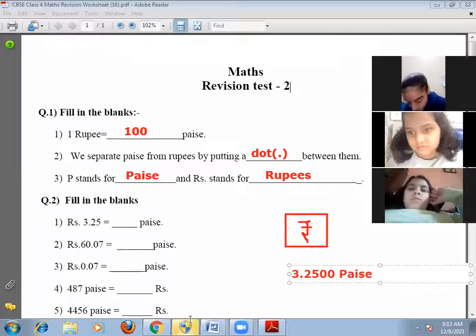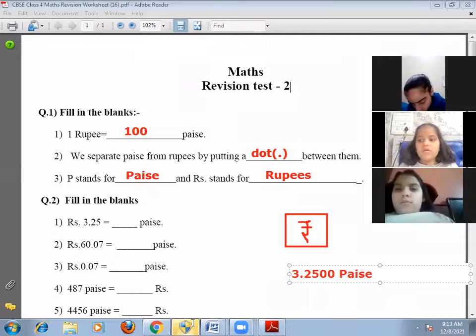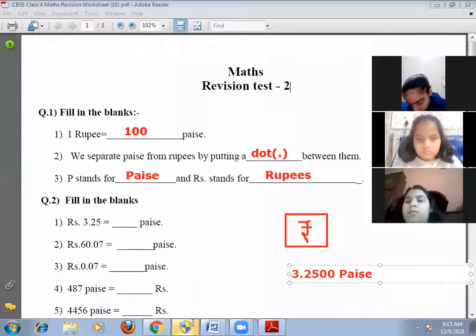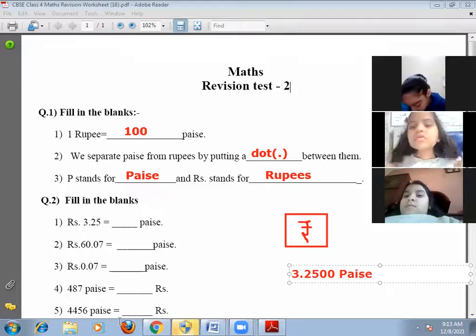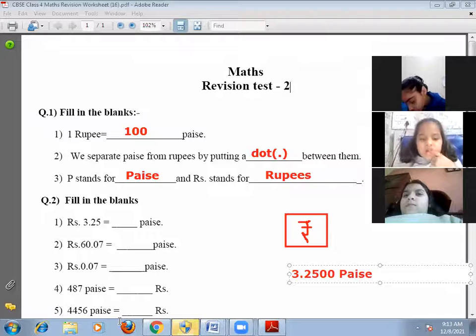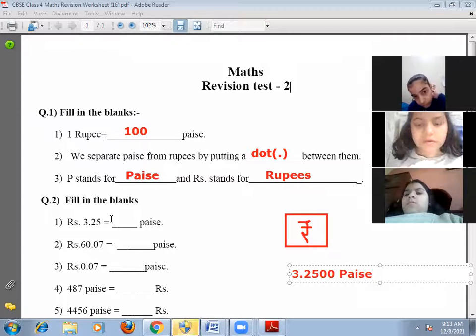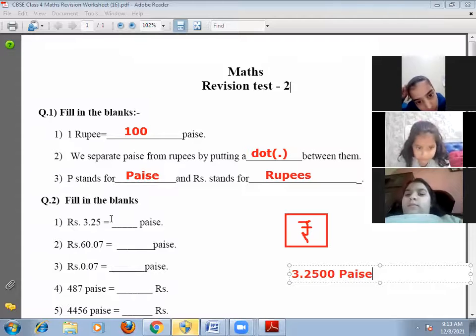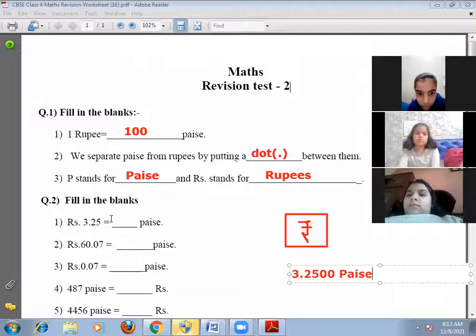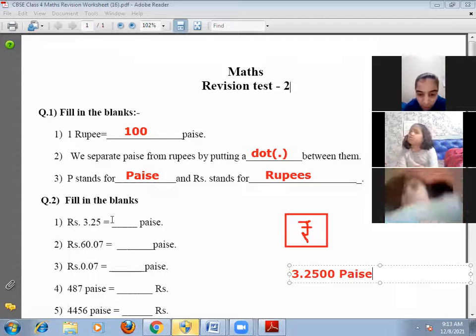Beta, what we have learned is how we are going to change rupees into paisa, simply by removing the dots. Yes or no? Yes, ma'am, simply removing the dots. Ma'am, 325 paise. 325, simple. If dots are not given there, in that case, you can put 2 zeros. In that case, you can multiply the number by 100.